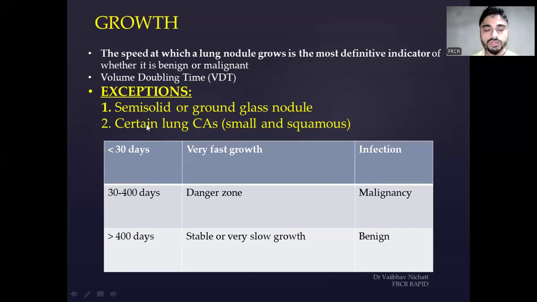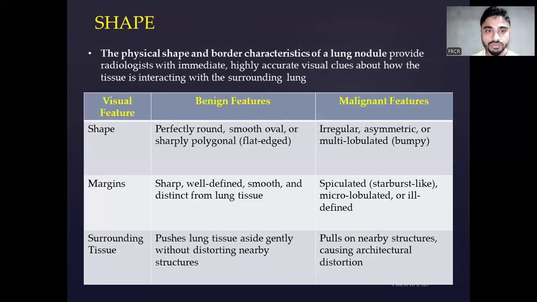On the other hand, in certain lung cancers such as squamous cell or small cell lung cancer, the volume doubling time is very small, less than 30 days. So even with a volume doubling time of less than 30 days, the possibility of small cell and squamous cell lung cancers is not completely ruled out.